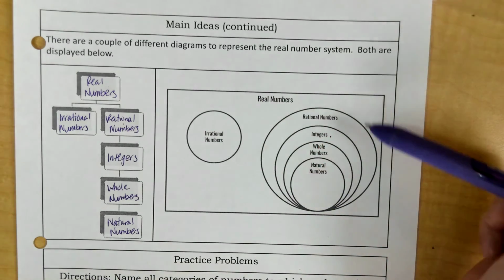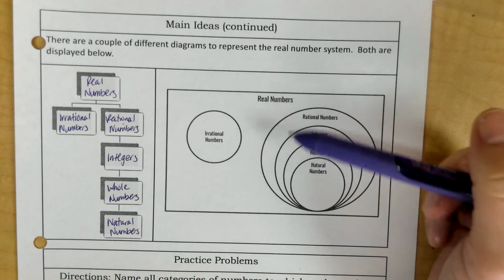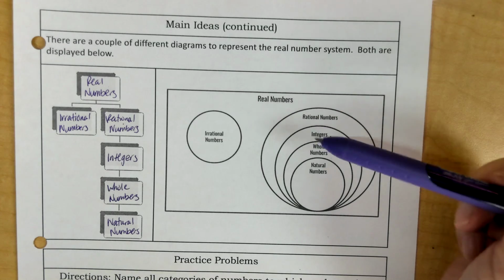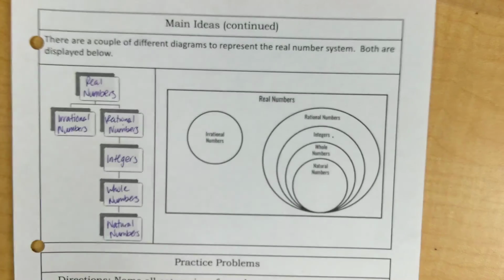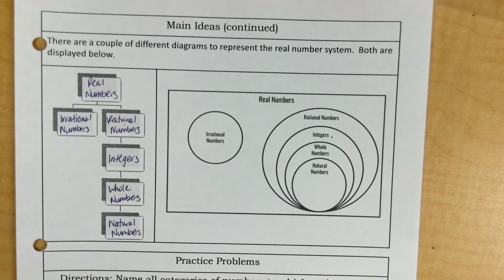So this kind of helps visualize what we're looking at when we discuss each of these terms. So hopefully one of those two will kind of help clarify the representation of what these categories look like and how we break those numbers down into those categories.